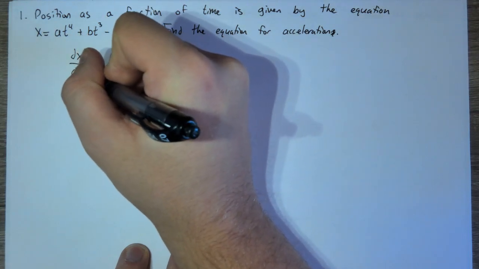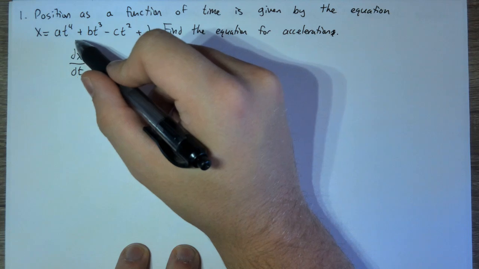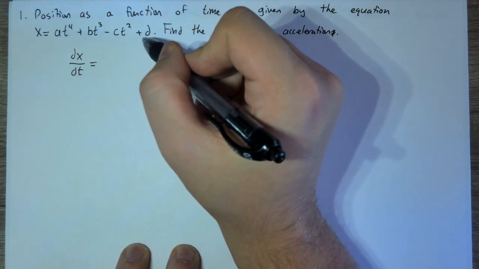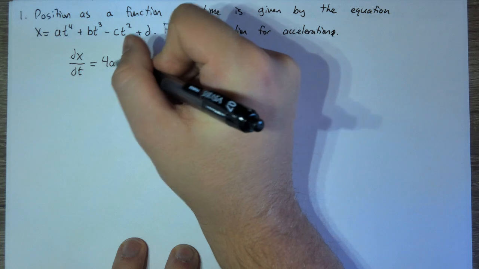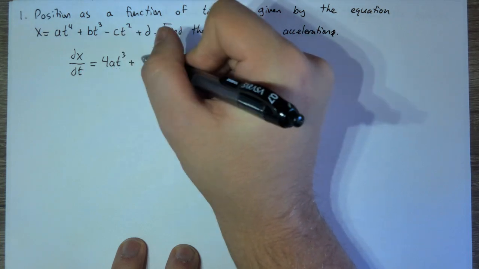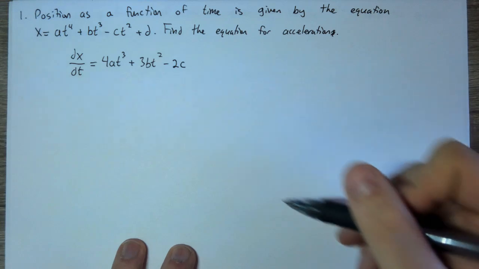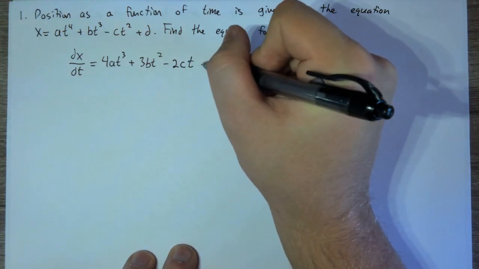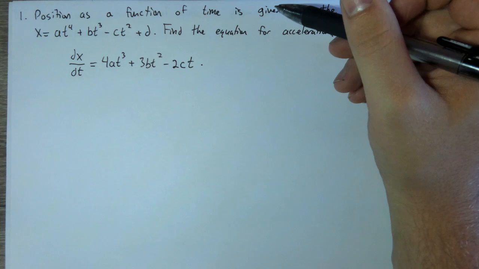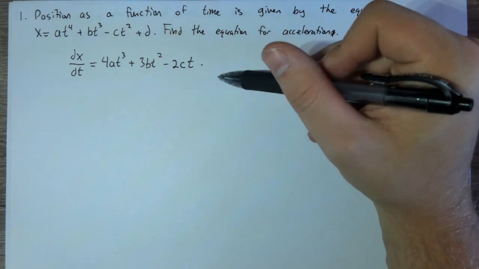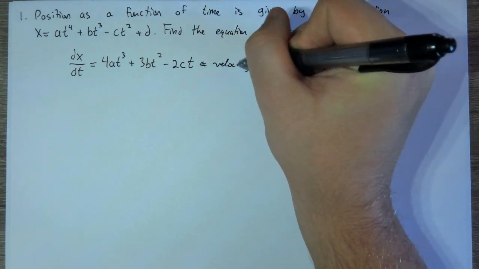To find the second derivative, we first need to find the first derivative. So let's start with that. The derivative of this function can be found just by using the regular power rule. So let's do that. 4at cubed plus 3bt squared minus 2ct, and that's it. Because d is a constant, so we're just left with this. So that's the first derivative, which is just the velocity.